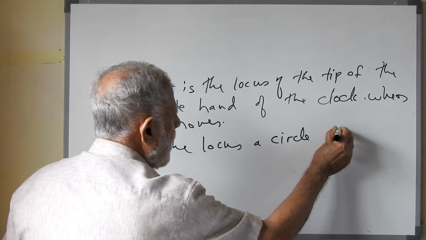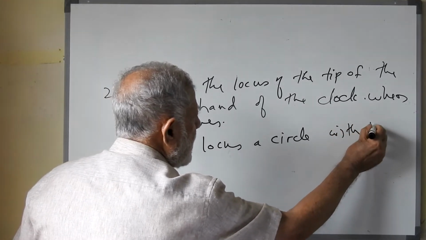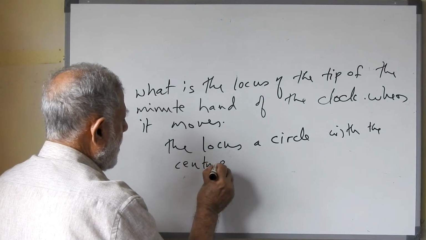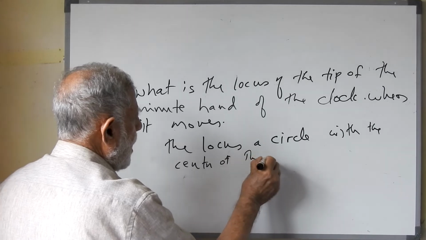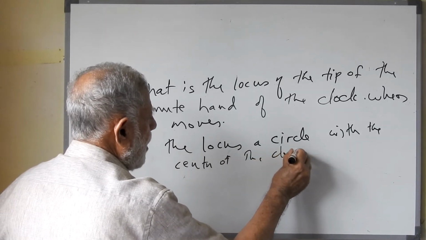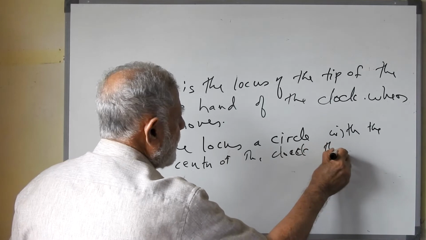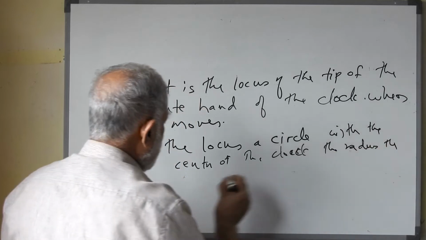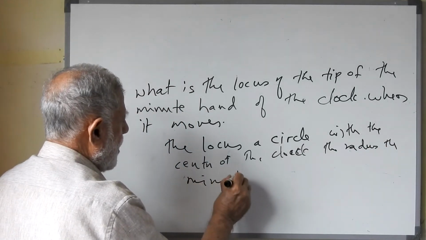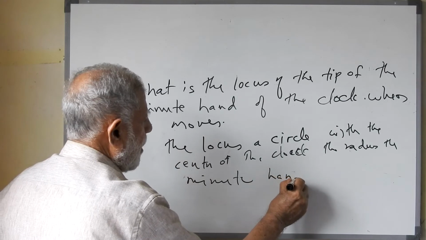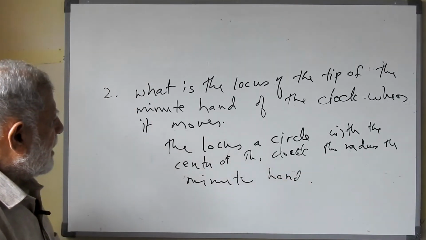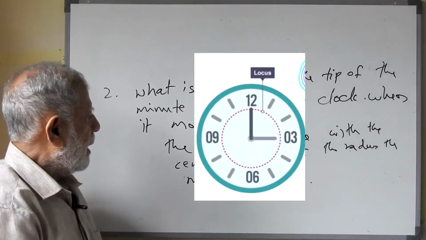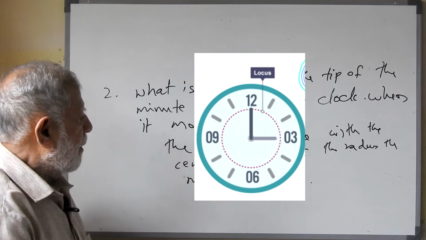with the center of the clock, and the radius, the minute hand. So the locus is a circle. Locus is a circle with the center of the clock and the radius of the minute hand.